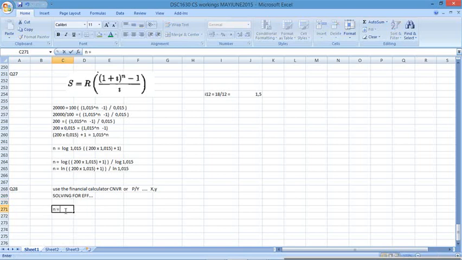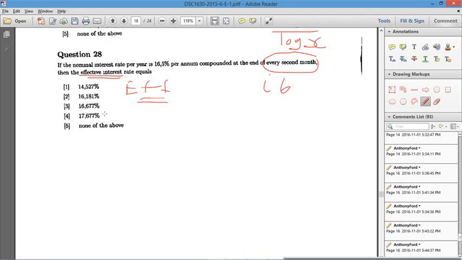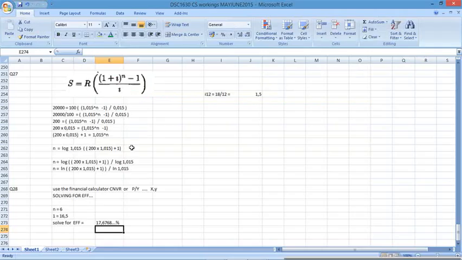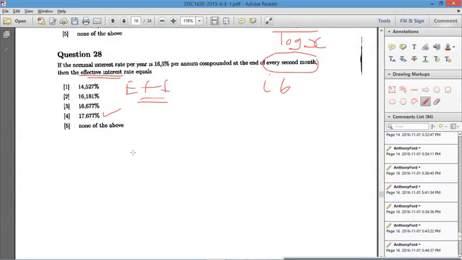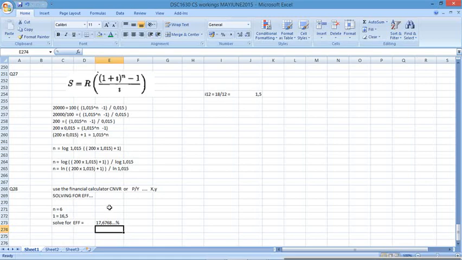So n here is 6, my i here is 16.5. Solve for EFF. The calculator will give you 17.6768%, which is option number 4.